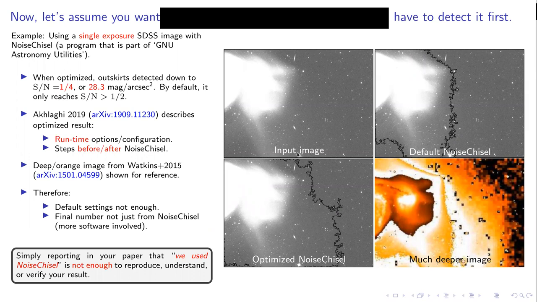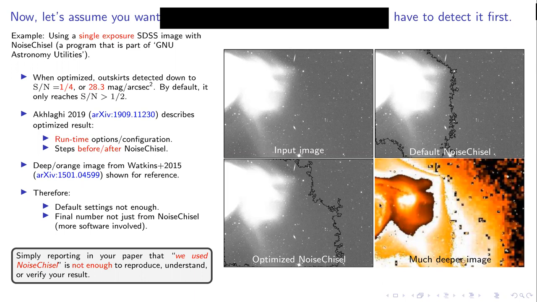Then you take the image and come to your computer, and you want to start analyzing the data. There are many options, and one of the options that I'll be talking about just briefly, in terms of image processing, is NoiseChisel. If you just run NoiseChisel on the default parameters, you're going to detect the edge of this galaxy this far out into the noise.